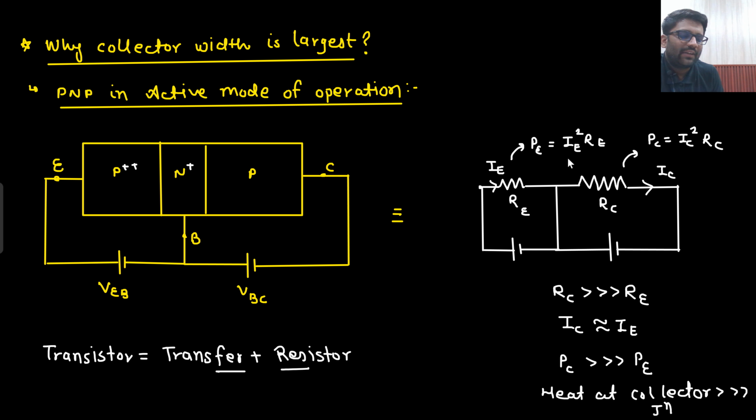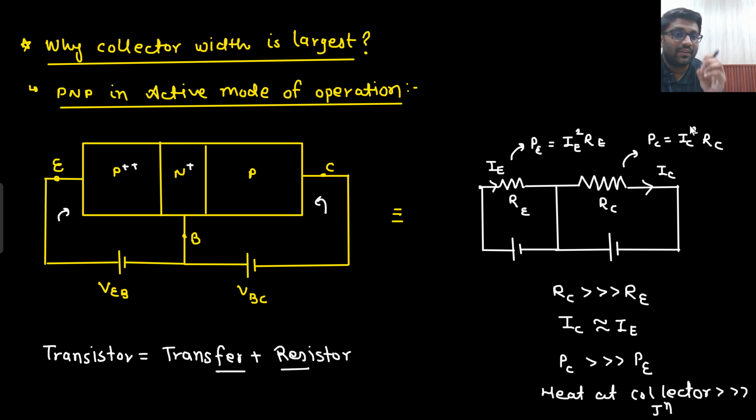Basically, here what was the power I was getting? This much. At the output, how much power I am getting? Let's just say if this is my input side and this is my output side. At the input I was getting this much power, at the output I am getting this much power. So at the output I am getting more power. Right? So that's why we are calling it transistor.